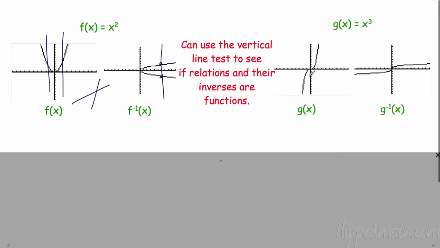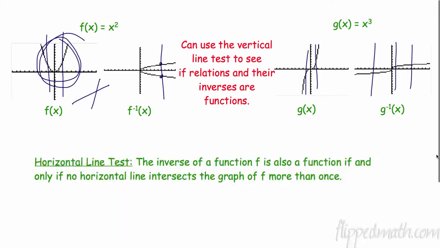Over here, g of x equals x to the third, so we have this function, and oh, yep, that looks like a function to me. And now look at this inverse. That is also going to be a function. Now, wouldn't it be nice? Wouldn't it just be fantastic if we didn't have to look at the graph of the inverse? If I could look at just the graph of my function. And in fact, ladies and gentlemen, there's a way.